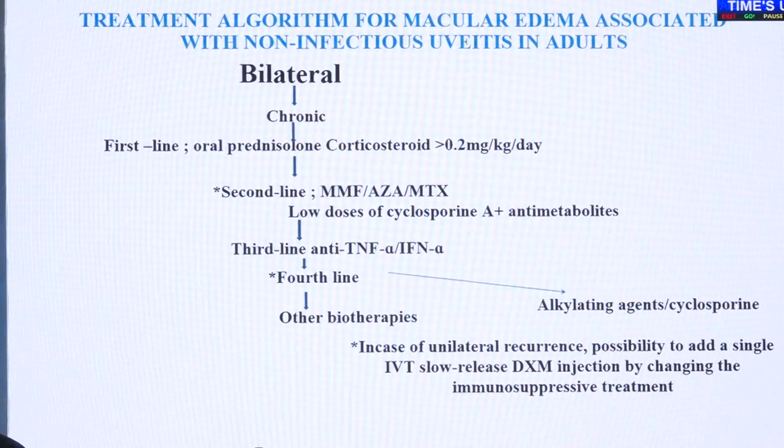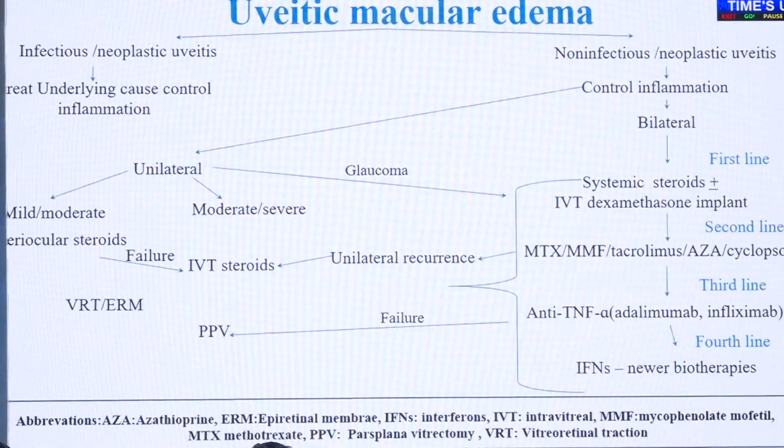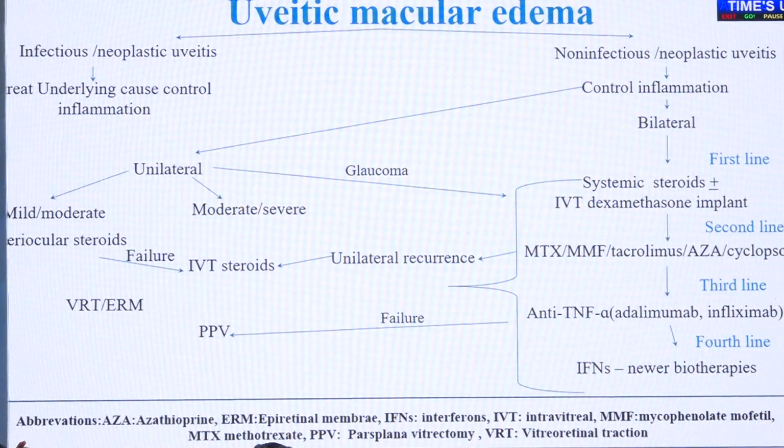We also started using interferon alpha topical therapy. In addition to that, we can combine with intravitreal dexamethasone implant or anti-VEGF to control the macular edema. Coming to the bilateral or unilateral: unilateral, again, if it's mild, treat them with periocular steroids or intravitreal steroids. If it's moderate, we go for the intravitreal steroids or systemic therapy.